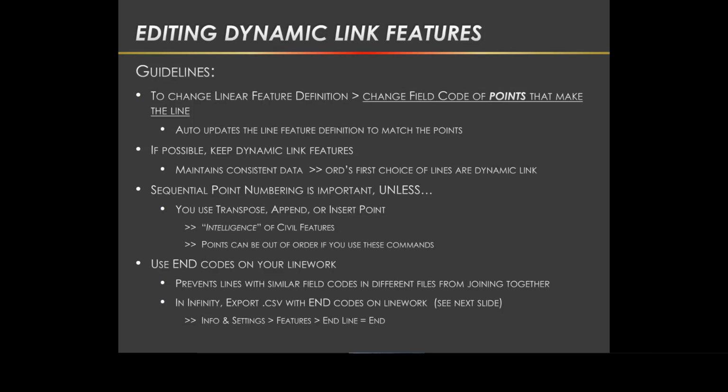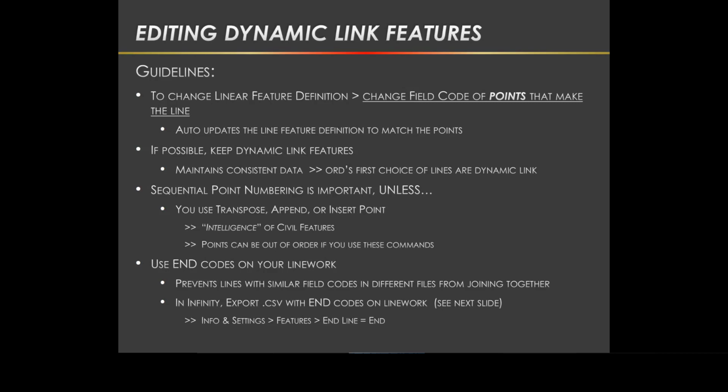The other kind of guideline with using dynamic link features is to use encodes on your line work. This is something we have not done in the past, and we didn't do it with En-ROADS because En-ROADS didn't recognize encodes, but now that we have dynamic data, we need to start using these encodes. The encodes will prevent lines with similar field codes among different files from joining together. So there is a process you can do in Infinity to easily add all those encodes on your data.